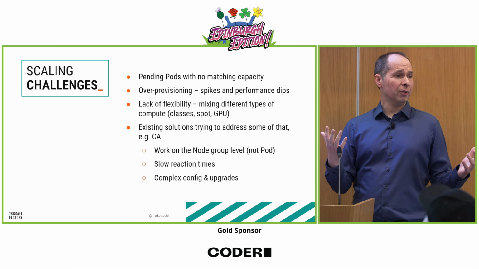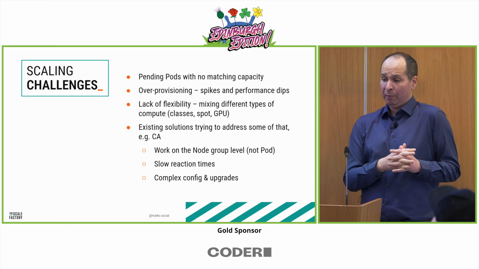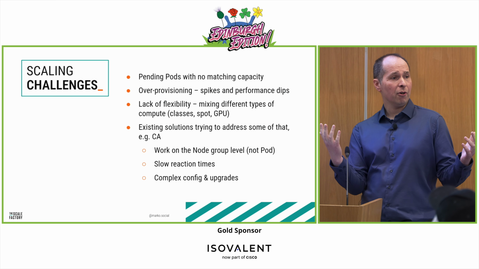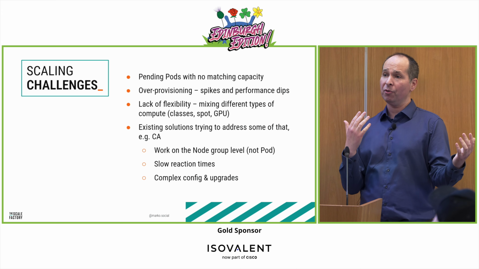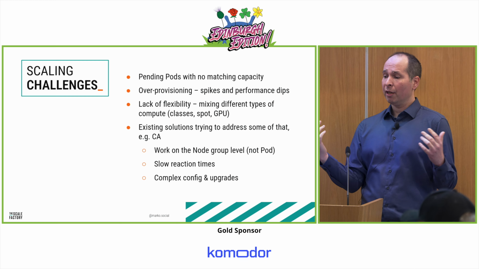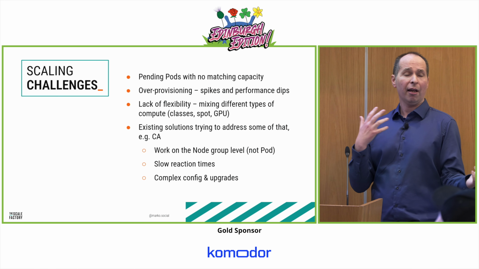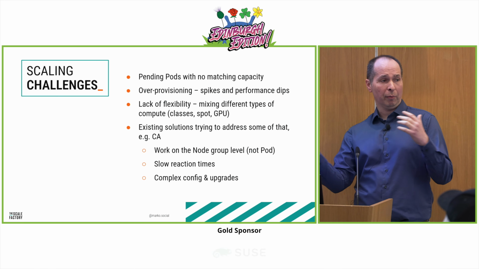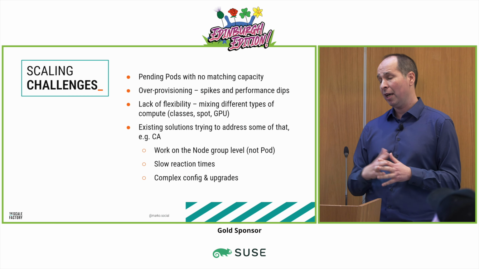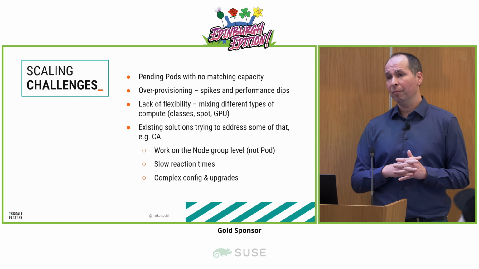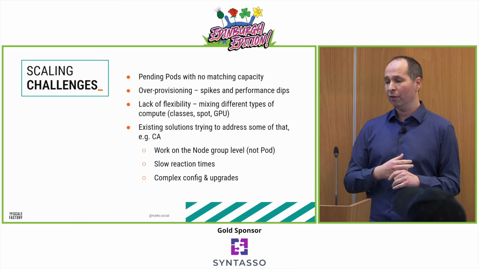Also, another typical scaling issue would be lack of flexibility. So, for example, when you scale, you have to accommodate different types of workloads. For example, if you're mixing different types of compute classes, like spot instances, on-demand instances, or GPUs for AI training, most of the autoscalers wouldn't have that flexibility out of the box.